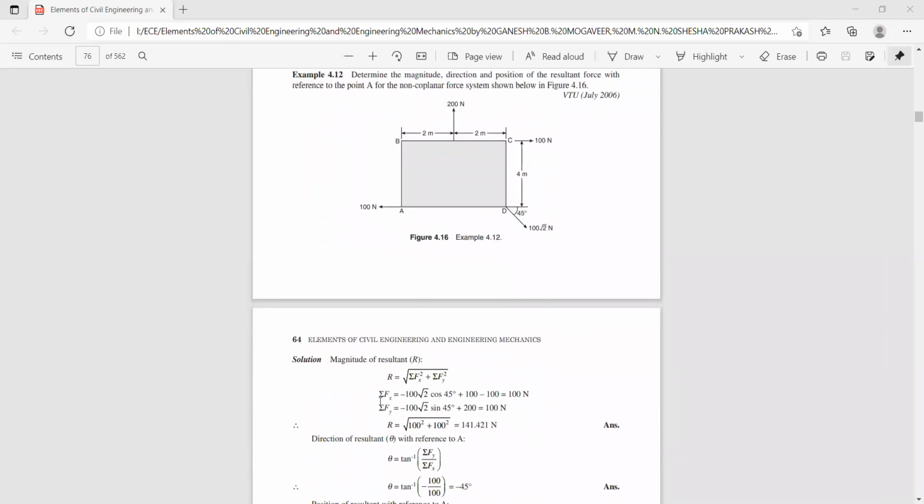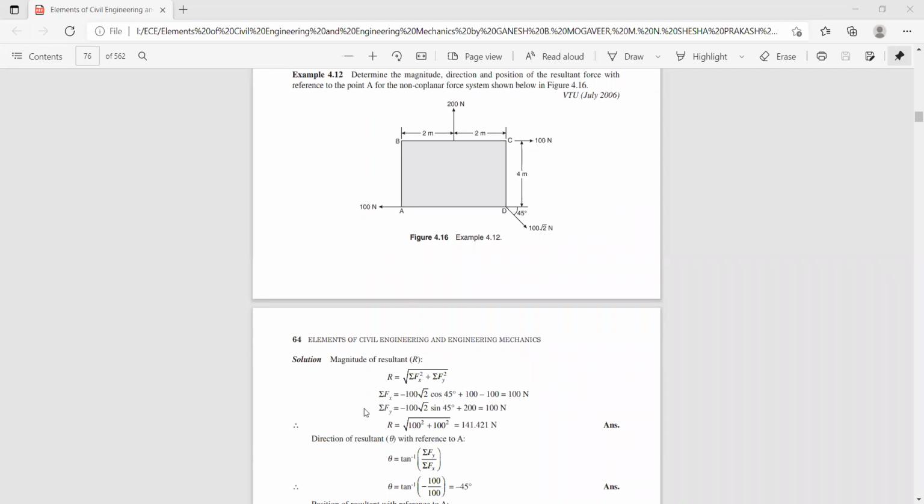Now let us check. So sigma f of x is, now again, here some mistake is there. You can see here it is plus 100 root 2 cos 45. So he has put minus, it's wrong. Because if you resolve, its x component is plus 100 root 2 cos 45 plus 100. This is 100, okay. This is minus 100. So there is a printing mistake here.